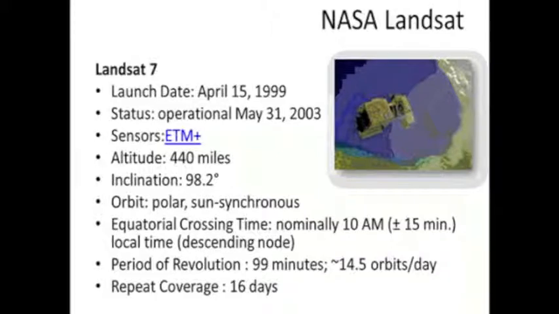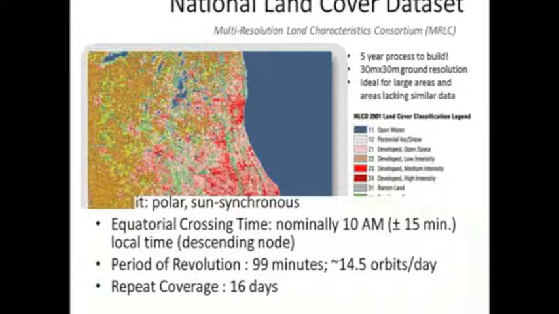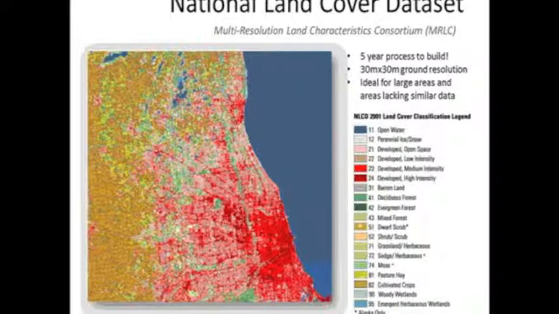It does cross over the same spot on the Earth every 16 days, which is great because we can constantly be comparing images. The Multi-Resolution Land Characteristics Consortium, or the MRLC, is the group that put the NLCD, or National Land Cover Data, together. Right up until about a month ago, we've had NLCD 2001 data. And yes, that is 10 years old.